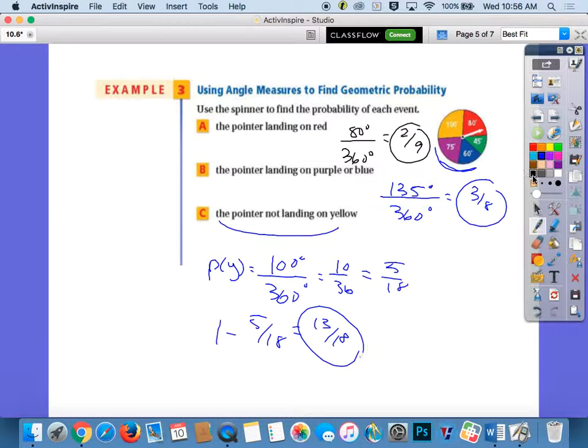Or, if you guys want to do it a little bit differently, if you don't like that method, then you can just add everything else up that's not yellow, and you would end up getting 260 degrees out of 360, which is again going to simplify to 13 out of 18. Okay, so you'll get the answer, whichever one is going to work for you. Sometimes you have no choice but to use this method, which you guys will see in your homework.